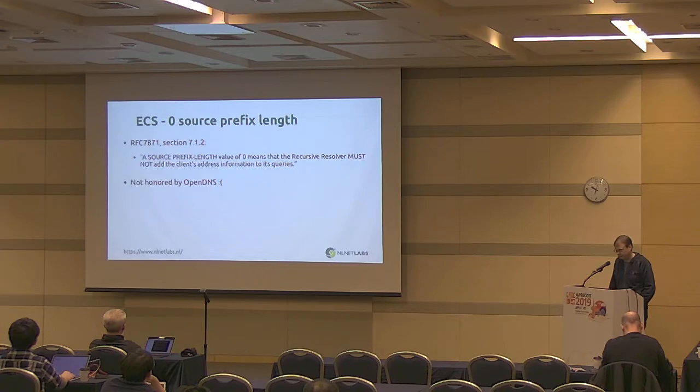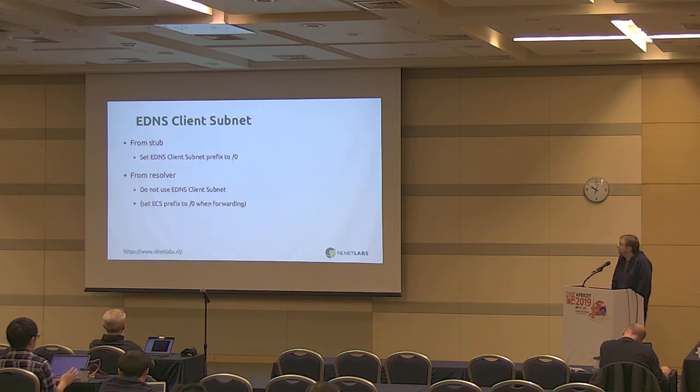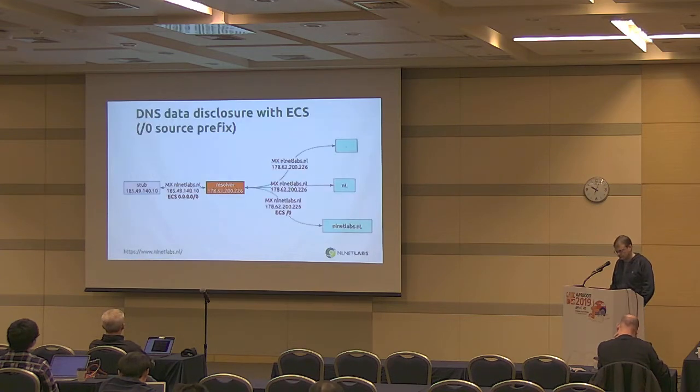Unfortunately, at least some of the open resolvers don't actually do this. The obvious example is OpenDNS. So that is indeed what you do. In your stub resolver, you include it to say that the prefix length is 0, and if you are running the resolver, you just turn it off entirely. More specifically, what then happens is, if the client here includes an ECS of 0/0 in their query, the resolver will ignore whatever the actual address was from the client, send it upstream, and include that.